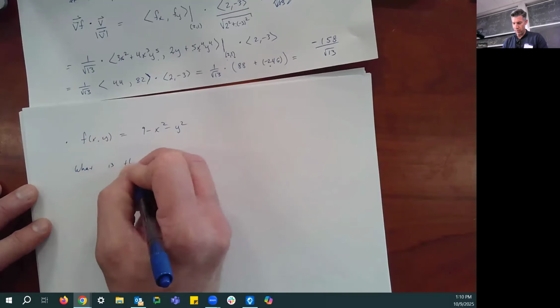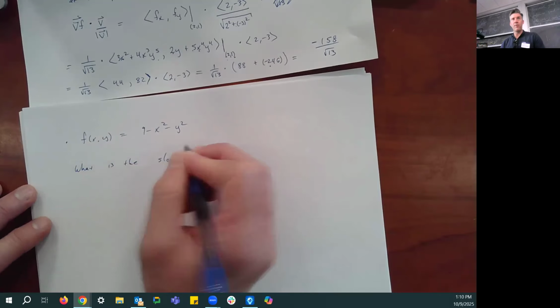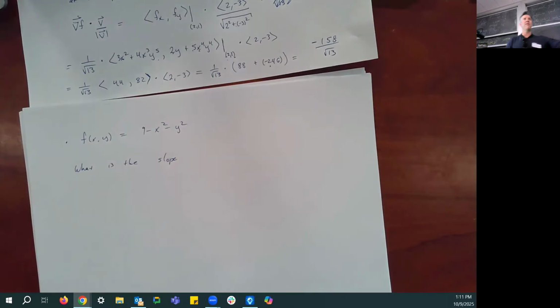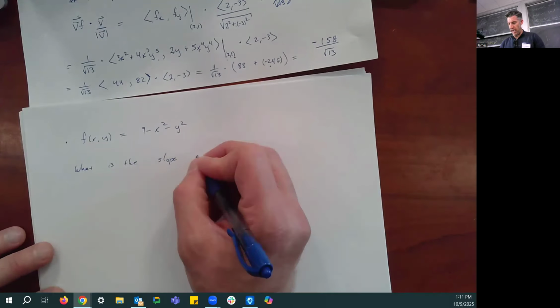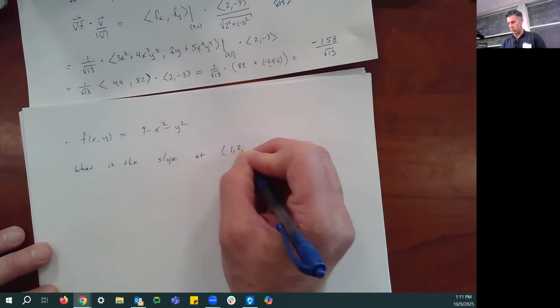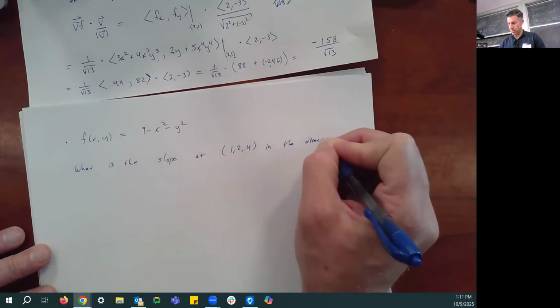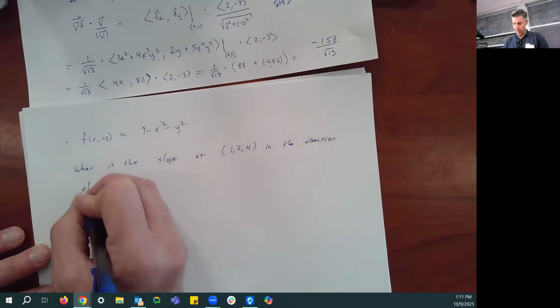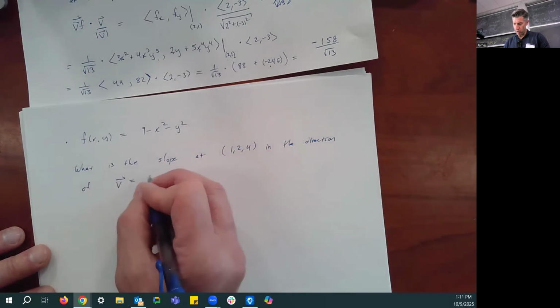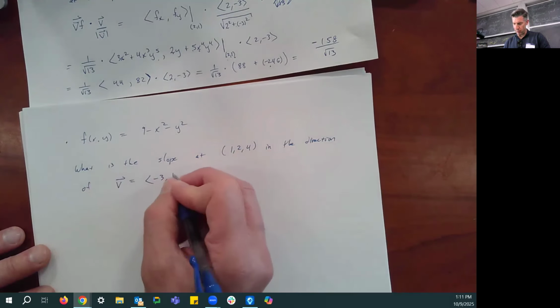what is the slope. And when we ask this question, you have to be given two pieces of information. I have to give you the point where we're doing this at and the direction we're doing it in. So we want to know what is the slope at the point 1, 2, 4 in the direction of v equal to -3, 1.